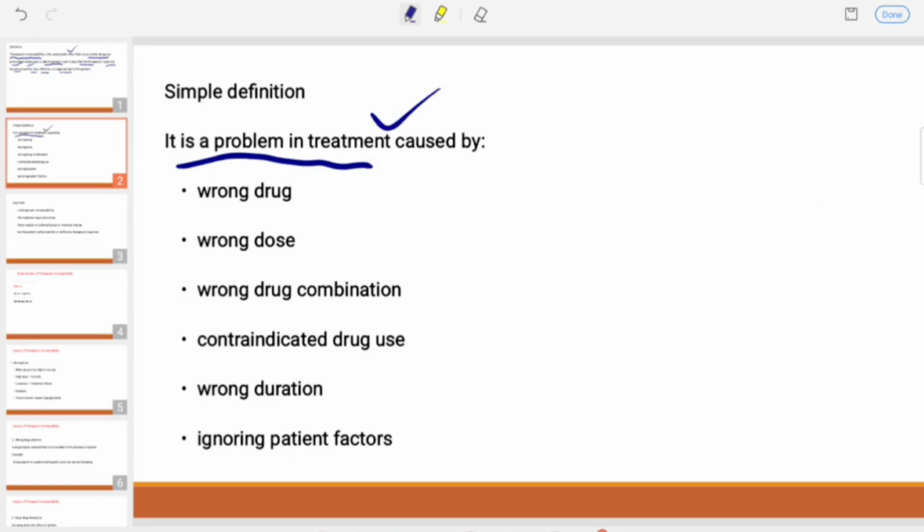So why does it occur? There are many reasons. Maybe due to wrong drug administration, wrong dosage, wrong drug combination, administration of contraindicated drugs, wrong duration, and ignoring the patient factors. So let us discuss one by one.